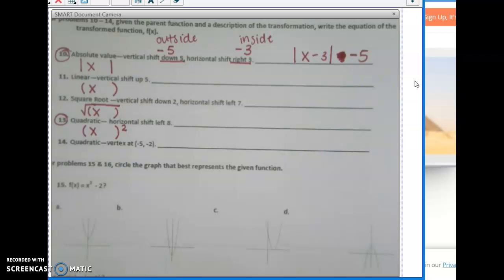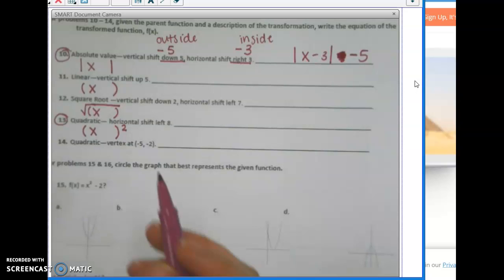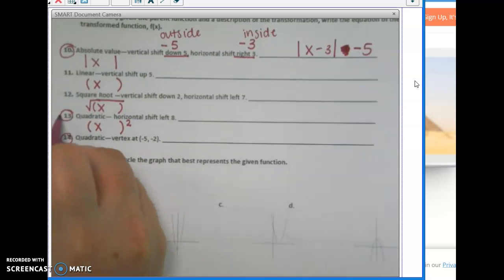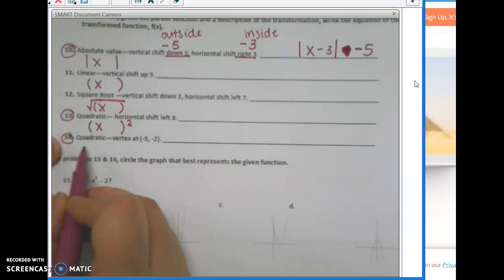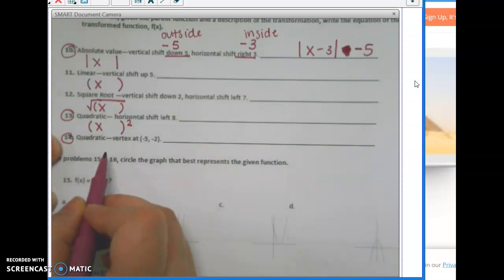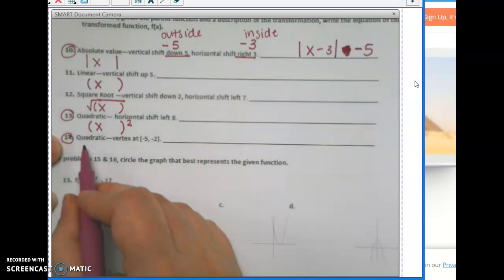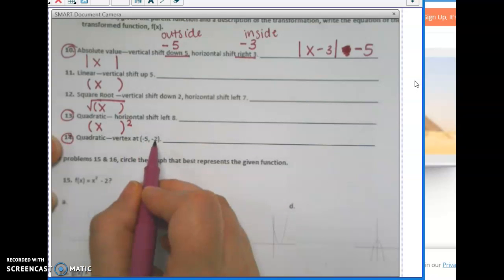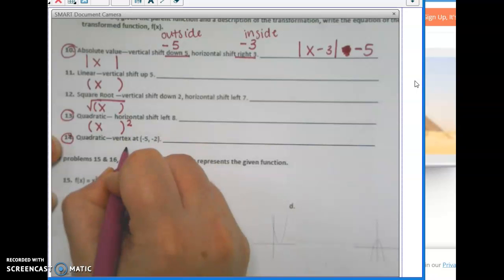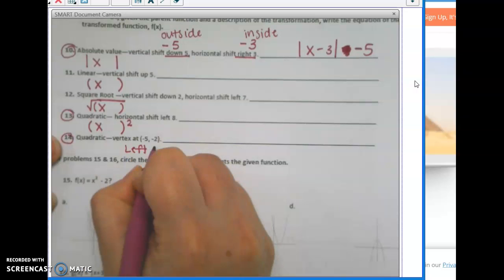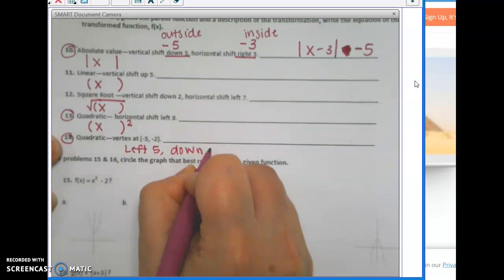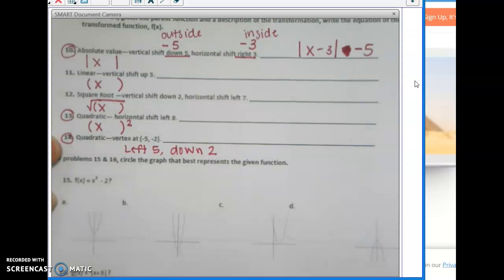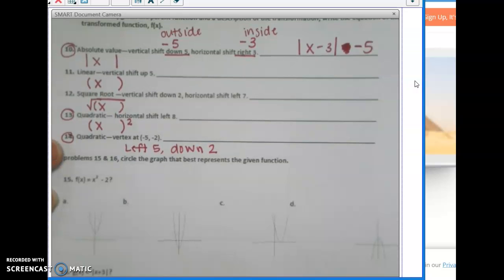All right, so number 13, I want you to do number 13, so I'll do number 14. By giving you the vertex, I'm telling you the shift. So if you have a quadratic function and this is the new vertex, I want you to think about where on the graph you would go to plot this point. You would go left 5 and down 2. That's where the point -5, -2 is. So by telling you where the vertex is, I'm telling you up, down, left, right, however you would normally get to that point on a regular piece of graph paper.